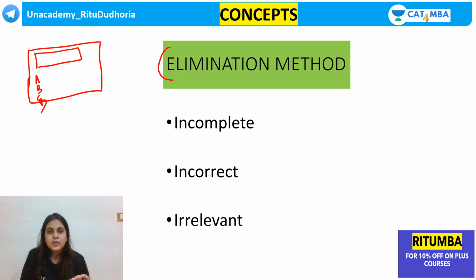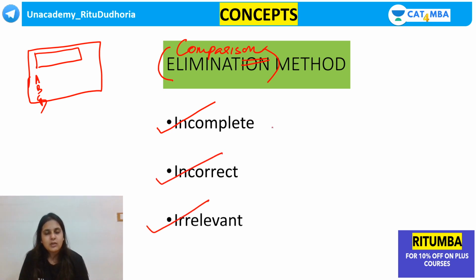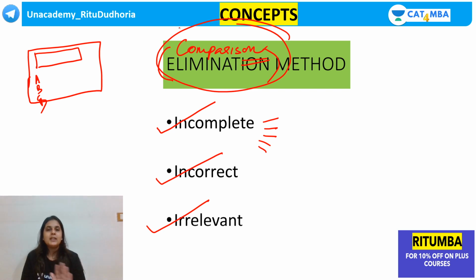So the only way in which you can answer this question is through the elimination method, what we will call comparison elimination. That is the only method through which you can answer this question type. Now, what are the bases on which you can eliminate an option? You eliminate an option because you feel it's incomplete, it's incorrect, or it's irrelevant. Looks vague, no? Because what is incomplete, what is incorrect, what is irrelevant? So we look at the right parameters or the right definition of incomplete, incorrect, and irrelevant. But first, get this point, guys: only through comparison and elimination.